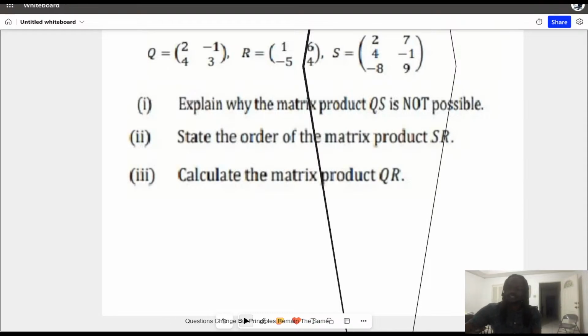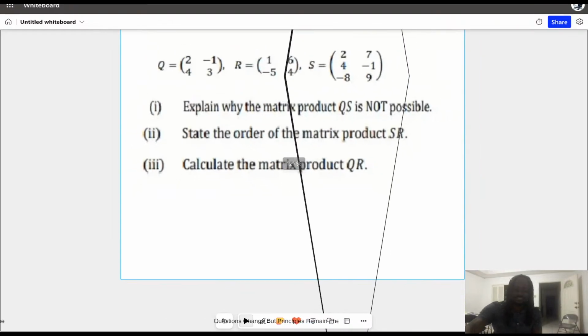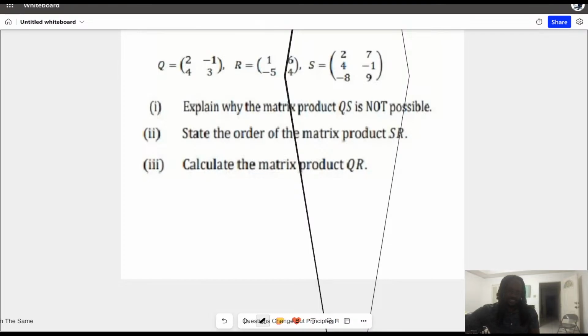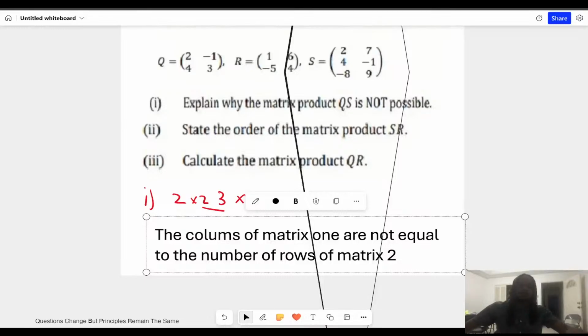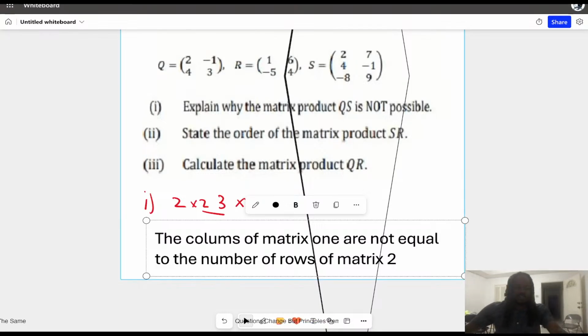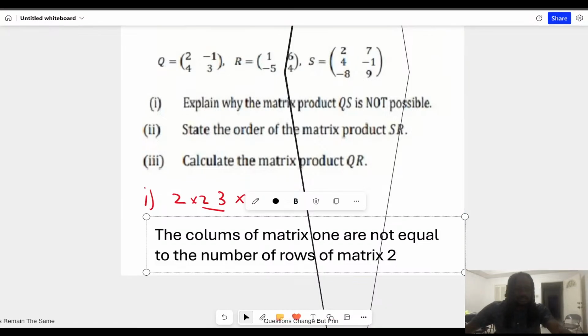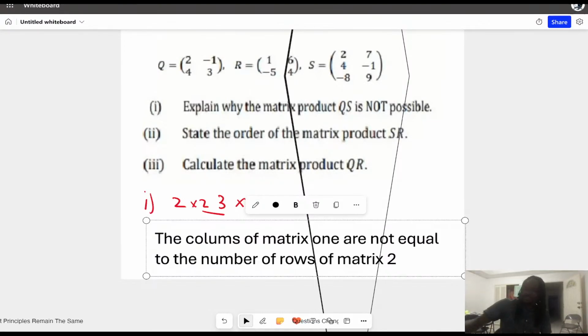Alright, so for Q, the order is at... hold on, let me pin myself again. Alright, there we are. I was wondering why it was moving a little bit weirdish, because the internet was acting up.